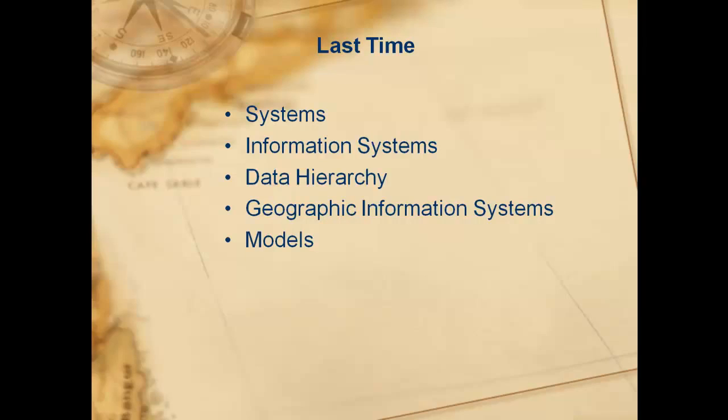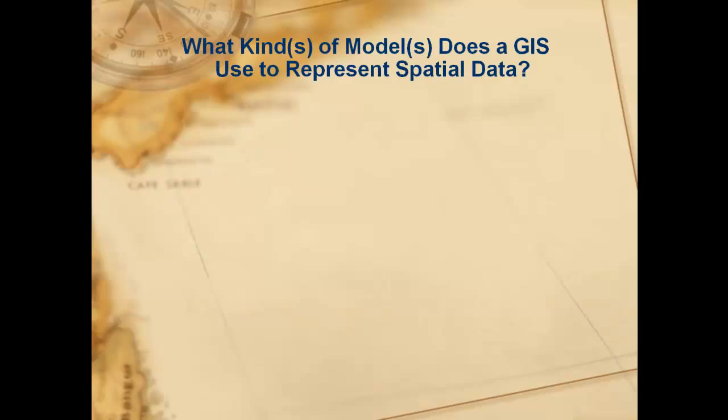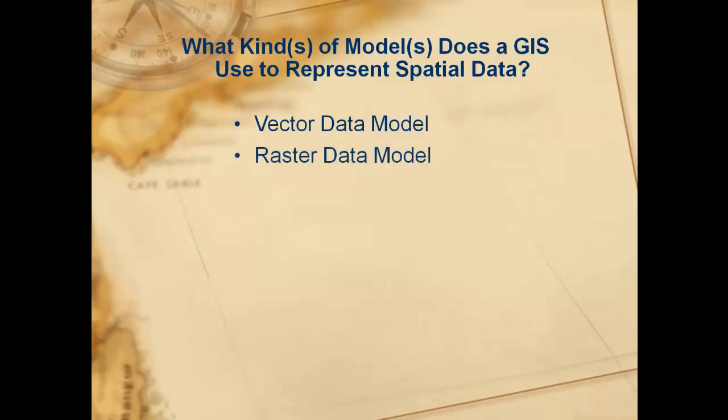So now I can move on. What kind of models does a GIS use to represent spatial data? So GIS, spatial data, spatial information, what kind of model, simplification, and representation is this GIS going to use? Well, there are two basic types. The first type is called the vector data model. I'm going to talk about that one in this video, and then in the next video I'll talk a little bit more about the raster data model. So those are the two basic models that GIS uses.